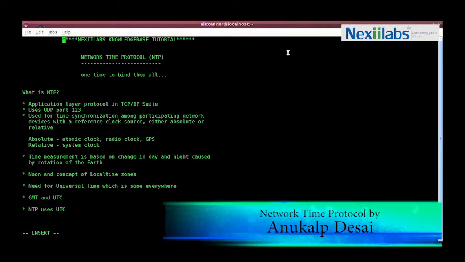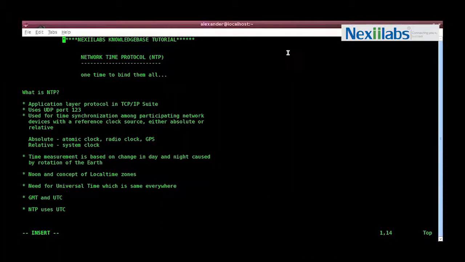What is Network Time Protocol? Network Time Protocol is an application layer protocol in the TCP/IP suite, and it uses well-known port number 123 and UDP as transport. NTP is used for time synchronization among participating network devices with reference to a reliable clock source, either absolute or relative. Absolute means the time source is reliable, that it serves true or accurate time, whereas relative means that the time source is not reliable.